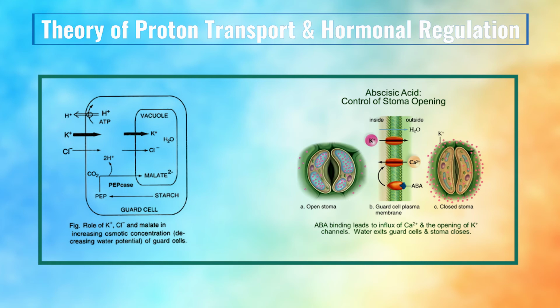Protons are pumped out of the guard cell. Instead, potassium ions are influxed into the guard cell. They also promote or allow chlorine to enter into the guard cell. Inside the guard cell, these potassium ions combine with malate to form potassium malate or dipotassium malate. This potassium malate, dipotassium malate as well as chlorine, they are highly osmotically active compounds.